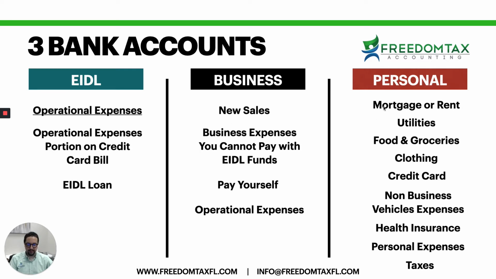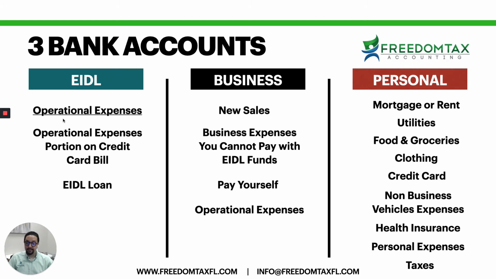And the third account is your personal bank account. Why do we structure it this way? This way it is completely separate. It is more transparent. In the case of an audit, you can show the SBA, you can show the IRS, this is my account. Look, they're separate and they can see clearly what the funds were used for. Okay, so from the EIDL account, you can pay your operational expenses. Those are the expenses you need to pay in order to keep your business running.